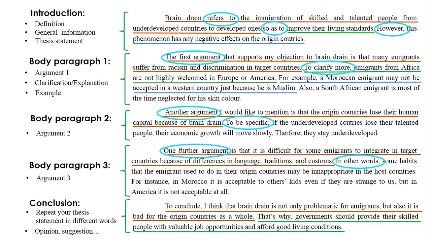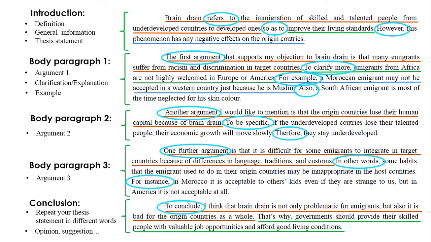Then I should use linking words, or linking phrases, like to clarify more, to be specific, and in other words. Okay, plus what? Plus giving examples. Yes, I give examples after I clarify. So I use the words or phrases like for example and for instance. Plus, if I want to add one extra information, I may use a linking word like also of addition. Then we have therefore for result. We have also to conclude.